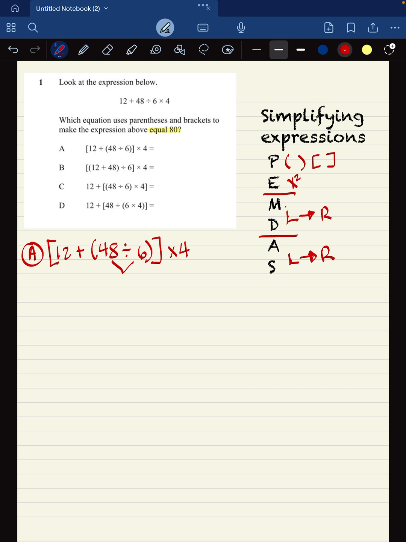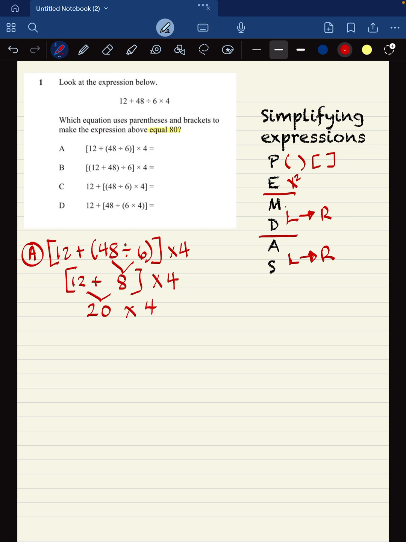Inside the parentheses, we have 48 divided by 6. And I know that that's 8 because 6 times 8 is 48. I'm not going to write the parentheses anymore because I already solved what's inside the parentheses. But I am going to copy everything else down to the next line. Next, I still have brackets, so I need to follow the brackets. I'm going to solve what is inside the brackets, which is 12 plus 8, and that gives me 20.